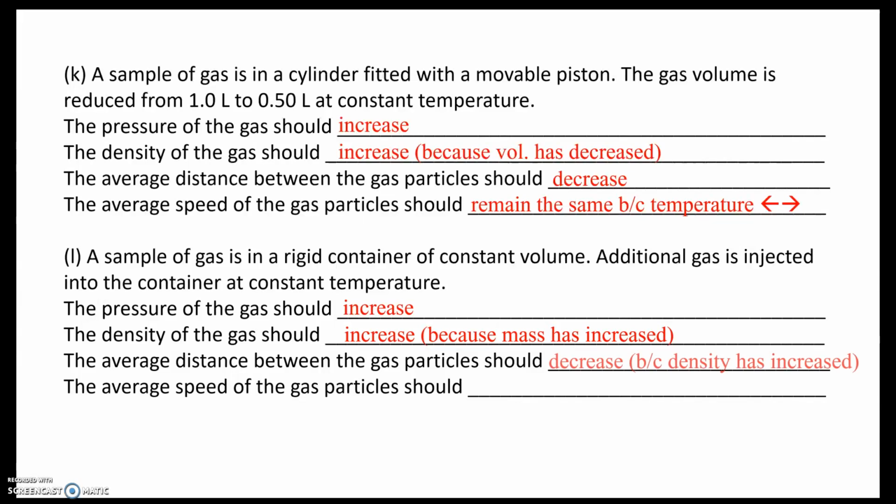The average distance between the gas particles should decrease, and that's because the density has gone up. I've increased the amount of mass in the container, so the particles are closer together. And the average speed of the gas particles should remain the same because I've done nothing to change the temperature.